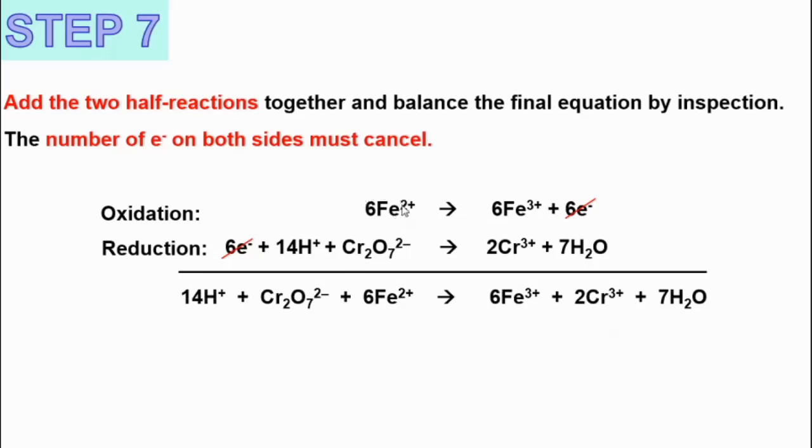See, 6 moles of Fe2+, 14 moles of H+, and 1 mole of dichromate. So this is what we are going to get for the left side of this redox equation. And on the right side of this equation, 6 moles of Fe3+ ion plus 2 moles of Cr3+ ion plus 7 moles of water. So this is all the species on the right side. And finally, this is the balanced equation in acidic medium.